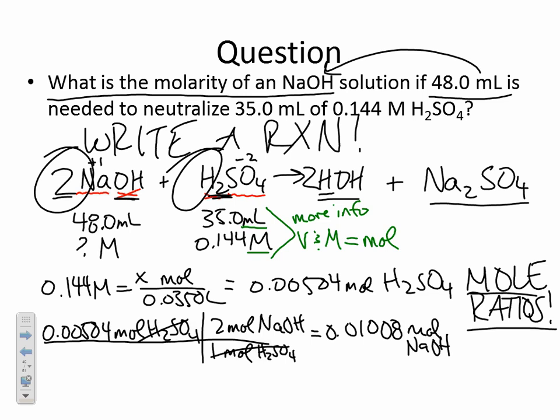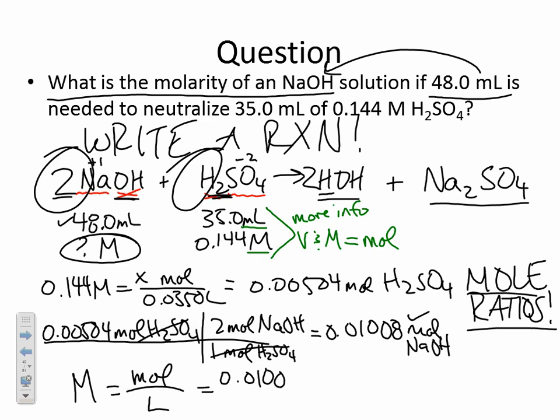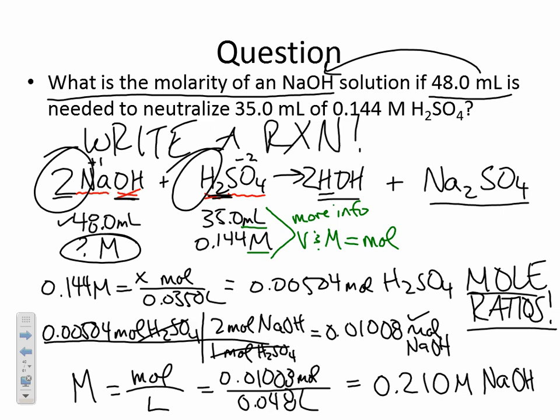Cool. Is that what the problem wants? Nope. It wants the molarity of the NaOH. But, hey, look at that. It gave me the volume of the NaOH. And now I have the moles of the NaOH. And I also know the molarity is moles per liter. And, hey, I have both of those things. So I can go 0.01008 moles of sodium hydroxide divided by the 0.048 liters. That is the 48 milliliters. Do that division out, keeping sig figs in mind because everything should have 3 sig figs here. I get 0.210 molar sodium hydroxide.